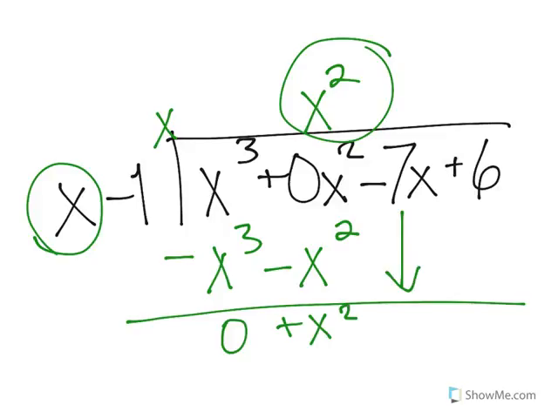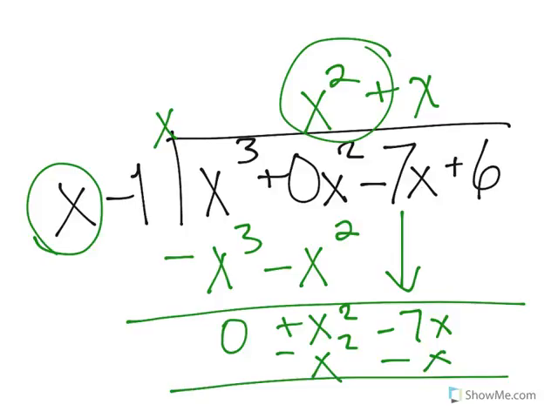And now we bring down the negative 7x, and x times what gives you x squared, and that's times x. So here we add x to the top. So x times x is x squared, times -1, negative x, and we subtract this from x squared minus 7x, and we get 0, and we get negative 6x. And now we bring down the 6.